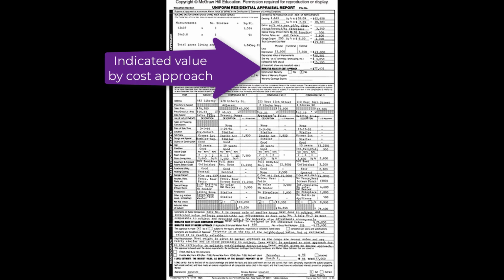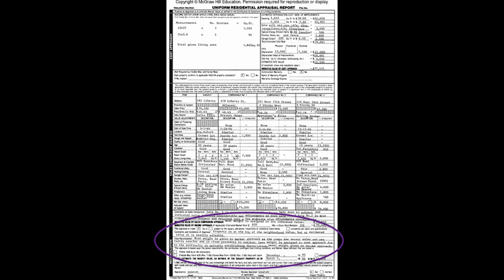And then the income approach is where you compare residential properties that are being rented for income, and you use that rental income as an estimate of value.